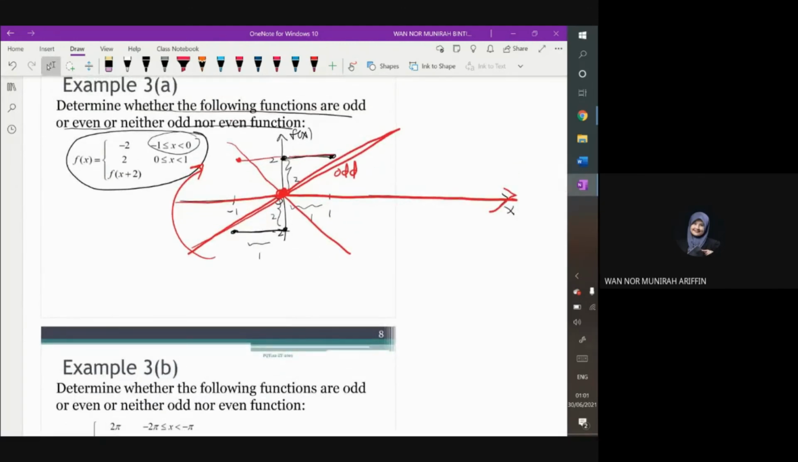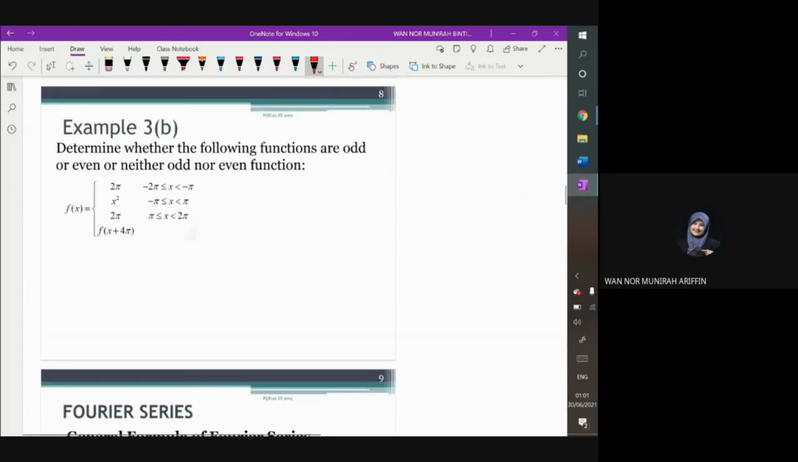The odd function has another special property: if you try to rotate it by 180 degrees, if I'm not mistaken, about 180 degrees you will get the same shape of the graph. So that is another way to say that you have an odd function. Okay, so next we proceed to this one.